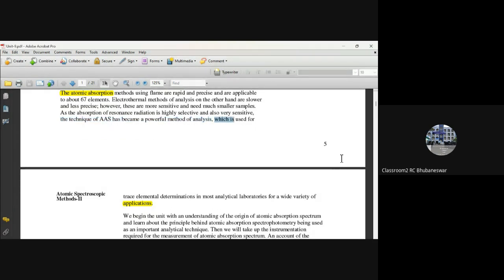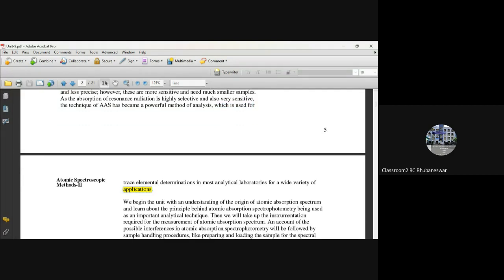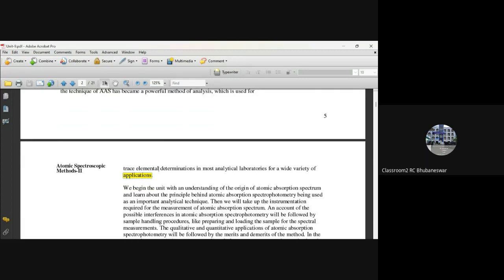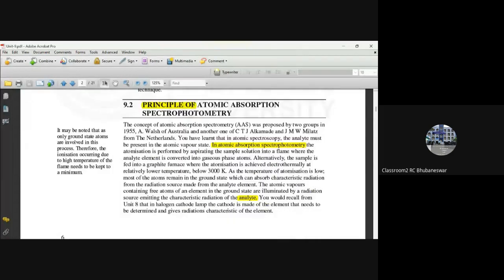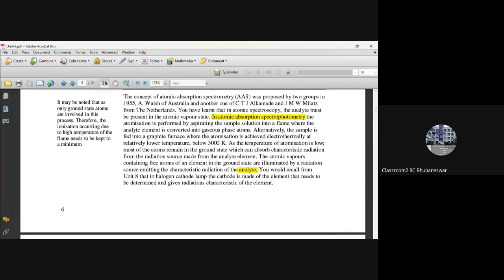So trace metal element determination is what you do in analytical laboratories, and this is the main application of AAS, which we will go through one by one. Let's come to the principle of atomic absorption spectrophotometry. First we'll see what its principle is. In atomic absorption spectrometry, atomization is achieved by aspirating the sample solution into a flame.